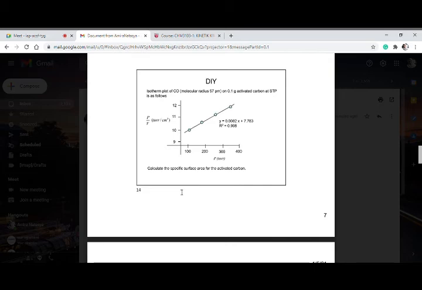Meaning that you can determine the value of surface area at a relative pressure P over P naught of 0.3. At a certain P over P naught, you can determine the value of V. So at this P over P naught, determine the value of V. So this value of V will give you the value of Vm. Right? So that is one point. So meaning that you don't have to plot a graph. You only determine the value at 0.3 relative pressure, and that will give you the Vm value.